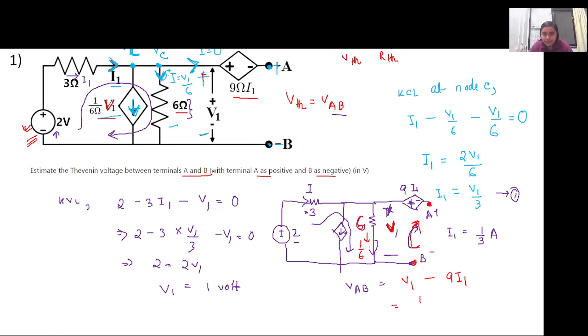We have V1 as 1 volt and I1 as 1 by 3 ampere. So it is 1 minus 3, which is minus 2 volt. So Thevenin voltage, VAB, is equal to minus 2 volt. Is this fine? Yes, ma'am. Okay. Now we have the Thevenin's voltage.